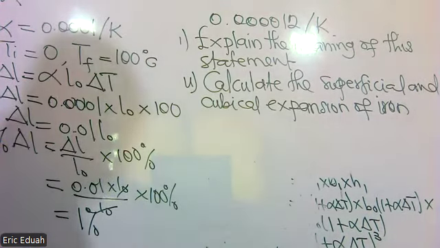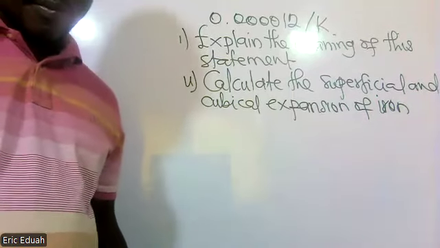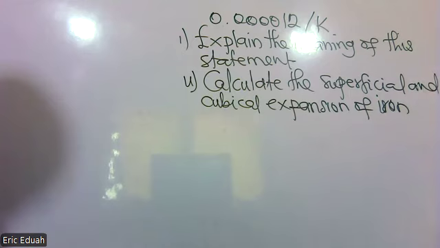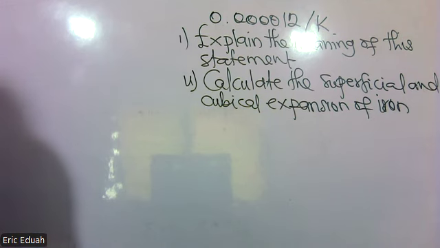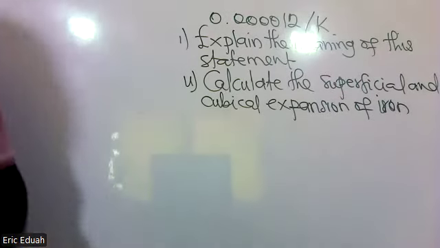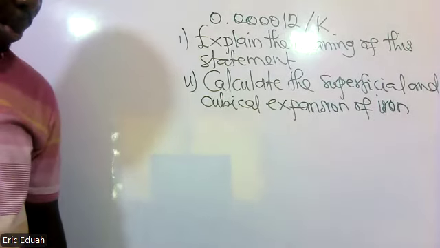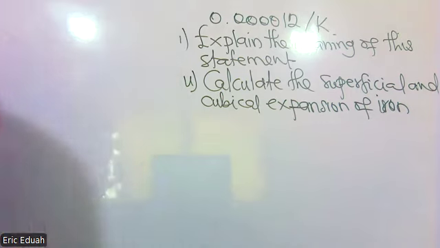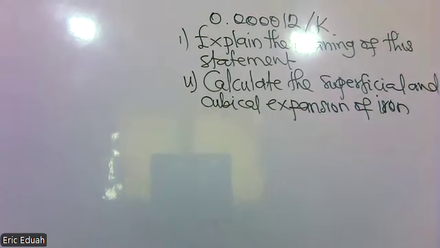Are we through? For every 1 meter of iron, the length of iron increases by 1.2 times 10 exponent minus 5 meters per 1 degree Celsius temperature change. For every 1 meter of the iron, the length of the iron increases by 1.2 times 10 exponent minus 5 meters per 1 degree Celsius temperature change.